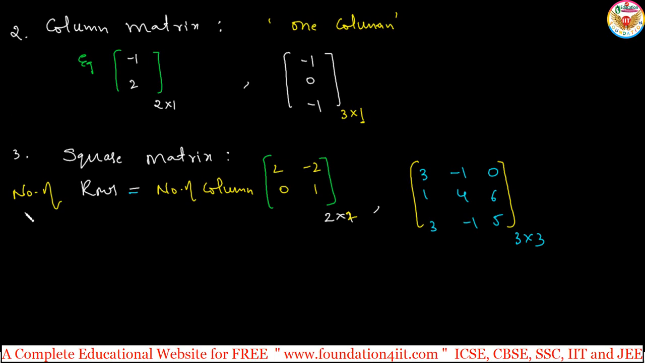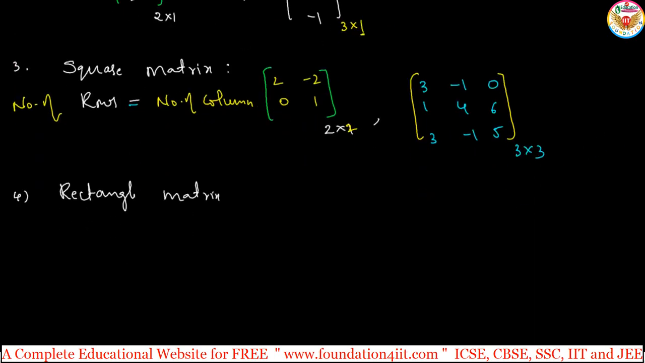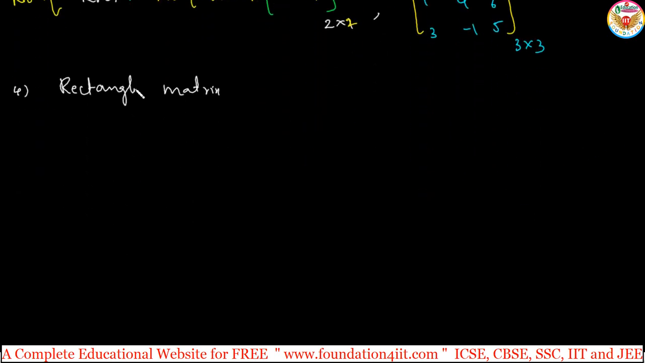Now in case it is not equal, that is the fourth one, a rectangular matrix. Generally if you see the rectangle property, the length and breadth are not the same. So the same method, the same meaning will apply in this. Rectangular matrix is where the number of rows is not equal to the number of columns, right?